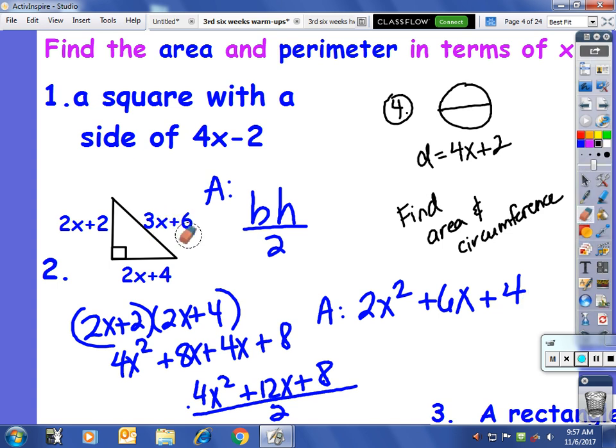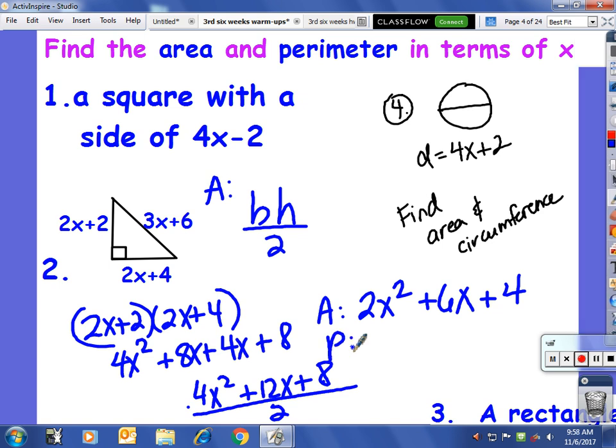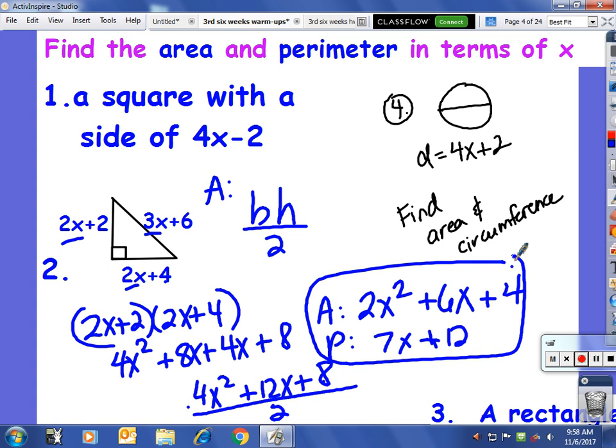Okay, perimeter, we got to go back and use all 3 sides here. You just add up the sides, and if they're like terms, you put them together. So 3x plus 2x plus 2x, 7x. 6 plus 4 plus 2 is plus 12. So that's my area and perimeter for the triangle.